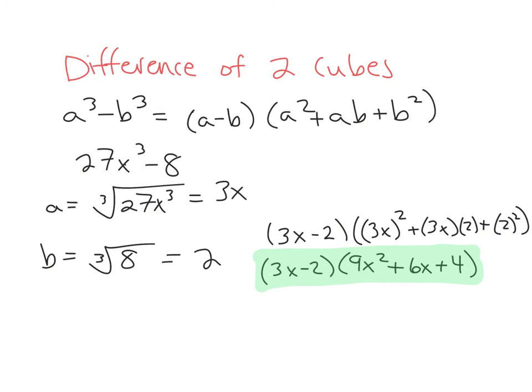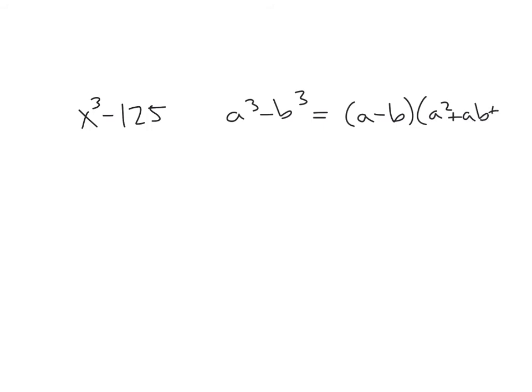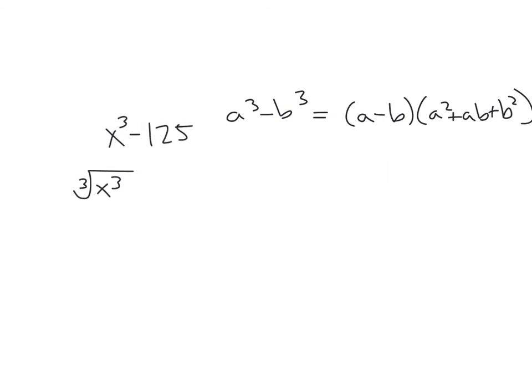So let's take a look at another example. Say we had something like x cubed minus 125. Just to reiterate, a cubed minus b cubed is equal to a minus b, then you have a squared plus ab plus b squared. All right, so let's take the cube root of x cubed, and that's our a, and b is equal to the cube root of 125.